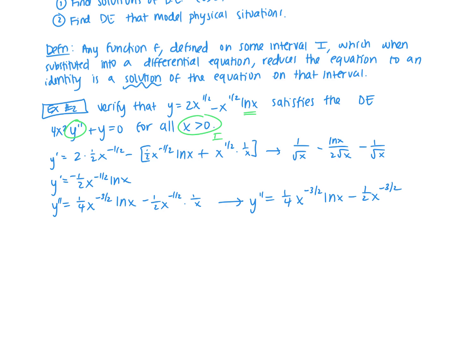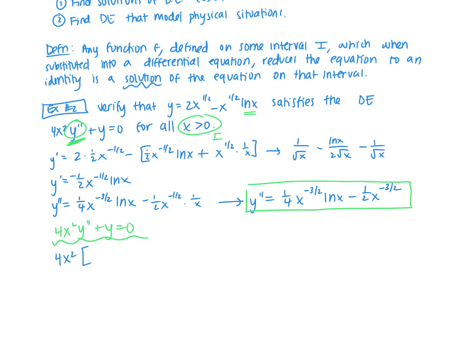Now, all of that was just the back work to verify that this actually works as a solution. This is then what we will substitute in for our second derivative in the equation. So now we need to go back to that equation of 4x squared y double prime plus y equals 0. So this is the verifying part. So we get 4x squared. Our y double prime is 1/4 x to the negative 3 over 2 natural log of x minus 1/2 x to the negative 3 over 2.